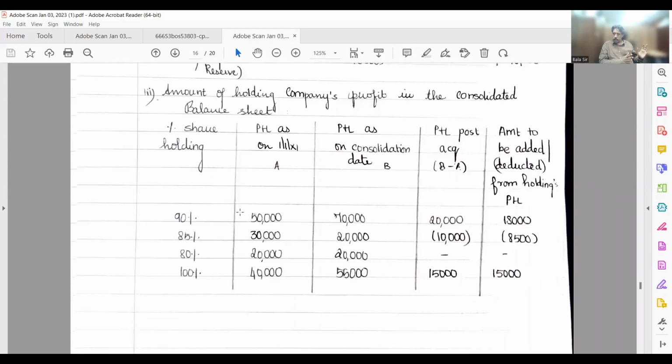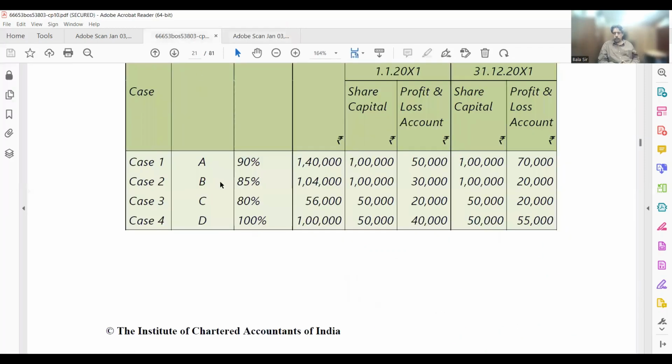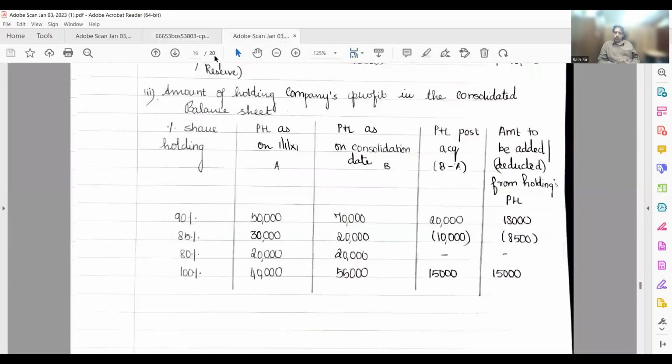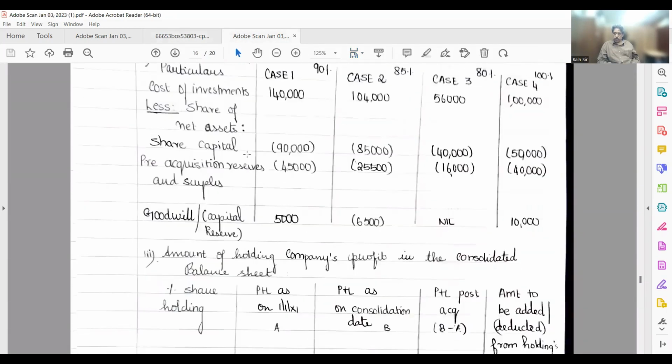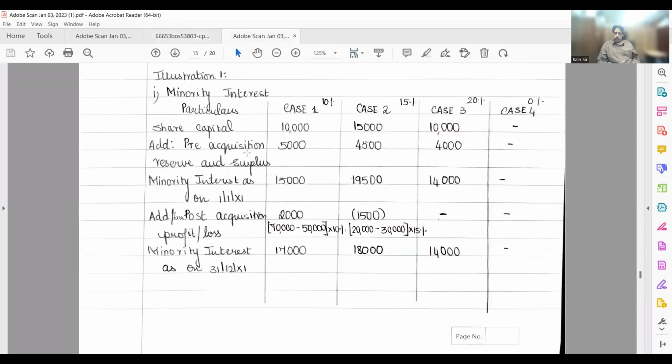Any other case, situation? Yes, sir, one more case, case 4. Case 4, Company D, holding 100%, cost 1 lakh. On the date of acquisition, the share capital is 50,000 and profit and loss account 40,000. On the date of consolidation, share capital 50,000, profit and loss account 55,000, so 15,000 post-acquisition profit. With 100% holding, there is no minority interest at all. Minority interest is nil.